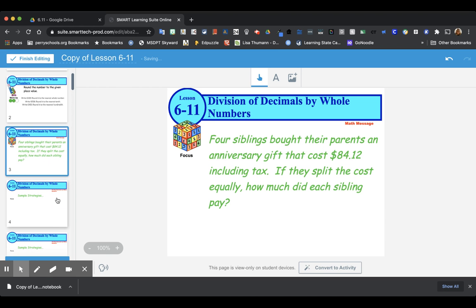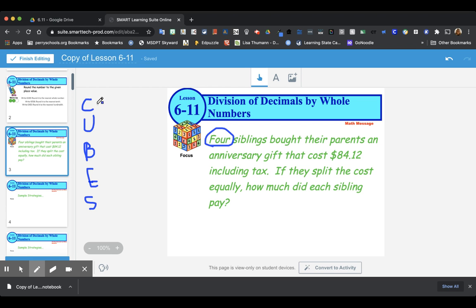Our math message today says 4 siblings bought their parents an anniversary gift that cost $84.12, including tax. If they split the cost equally, how much did each sibling pay? So let's go ahead and look at this. We've got 4, because if you remember, when we have a story problem, we want to use cubes.